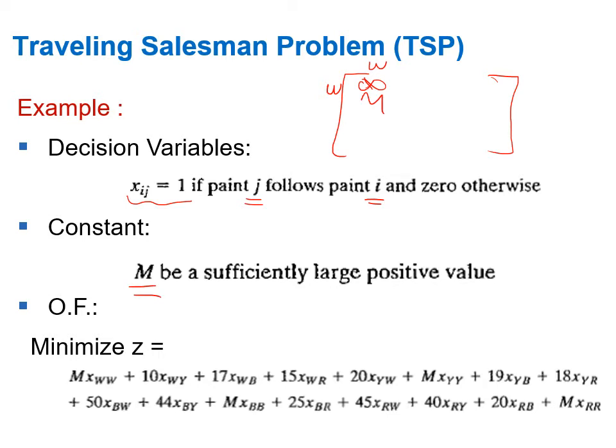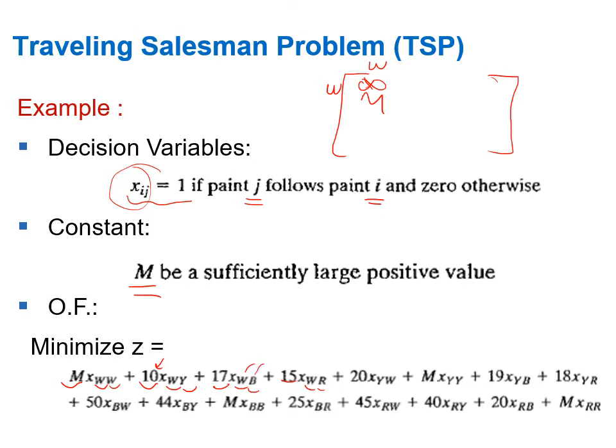Then our objective function, if we write it using this decision variable, will be this: M times switching from white to white, 10 times white to yellow, where this 10 is given in the matrix, 17 times white to black, 15 times white to red, and so on.